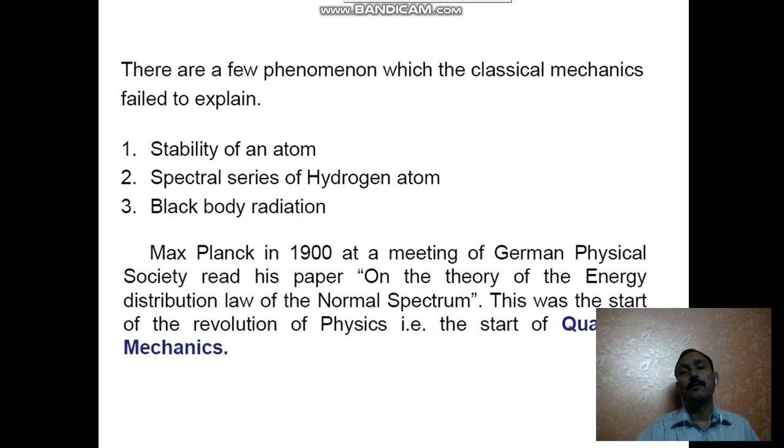There are few phenomena which the classical mechanics failed to explain. The phenomena are: number 1, stability of atom; number 2, spectral series of hydrogen atom; number 3, black body radiation. Max Planck in 1900 at a meeting of German Physical Society read his paper on the theory of the energy distribution law to the normal spectrum. This was the start of the revolution of physics, that is the start of quantum mechanics.